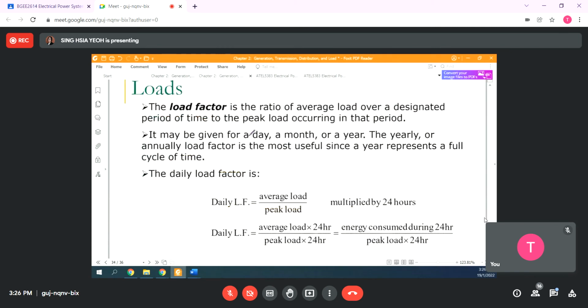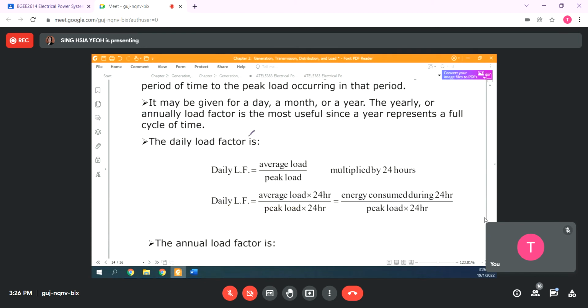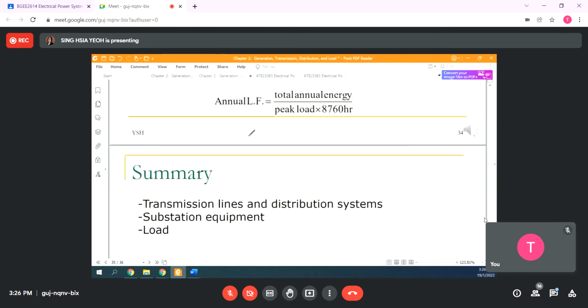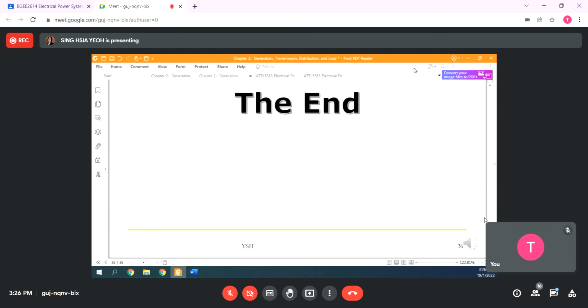So load factor is not really important. Okay, that's it for chapter 1. Any question?